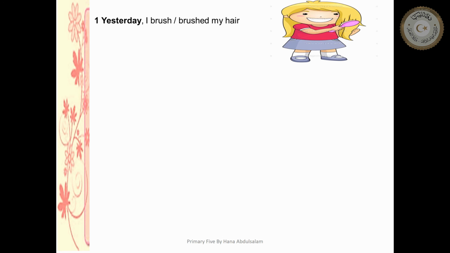Look at this girl. She brushed her hair. So here, which one? Brushed. So we have ed. Why ed? Because it's a regular verb. With a regular verb, we add ed to the present form of the verb. So brush is present, but brushed is past. And this one is a regular verb. We add ed, yesterday.